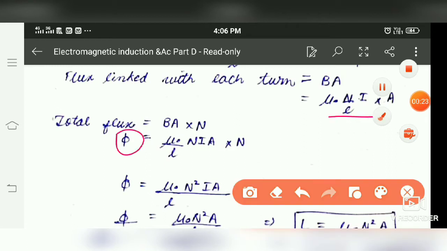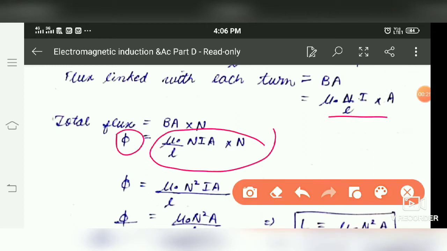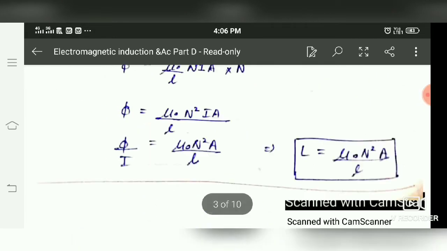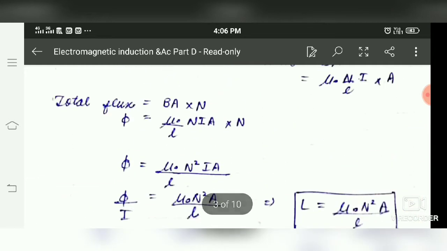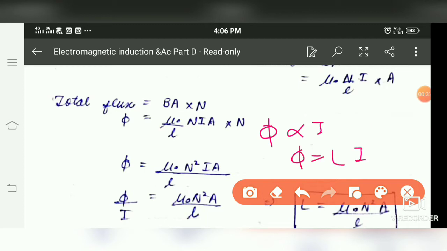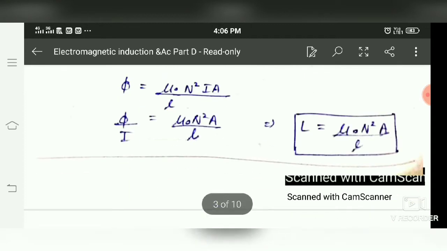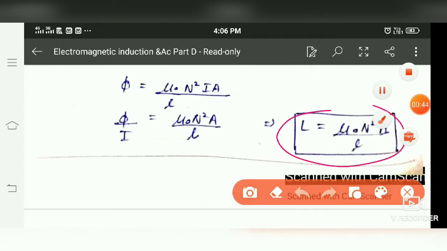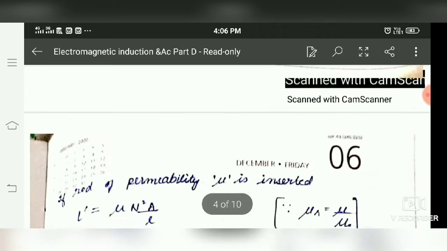Substituting the value of B, we get this. Flux times the total number of turns gives the total flux. As we know, phi is directly proportional to I, and phi is equal to L i. Now comparing this with this term, we get L is equal to mu naught N square A upon l. So this is the self-inductance expression for a long solenoid.